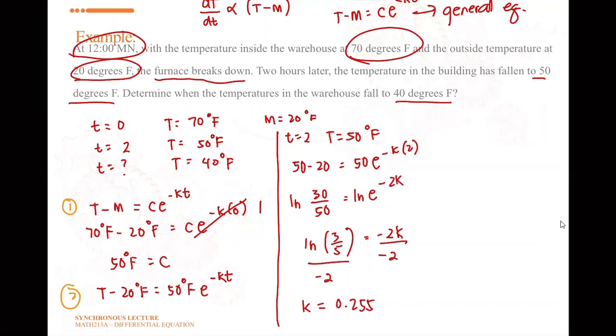So makukuha natin si third equation natin. So yung third equation natin will now be T minus 20 degrees Fahrenheit is equals to 50 degrees Fahrenheit E negative 0.255 T. Okay, so this will now be your formula for any condition. Okay.